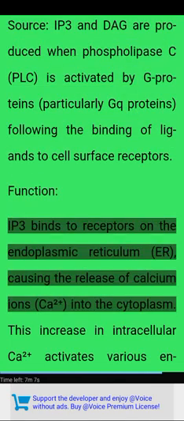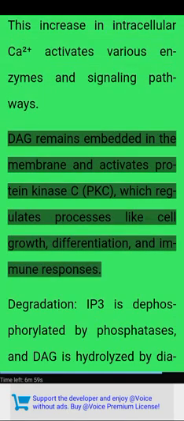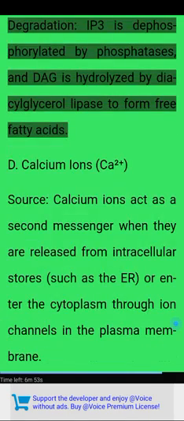Function. IP3 binds to receptors on the endoplasmic reticulum (ER), causing the release of calcium ions, Ca²⁺, into the cytoplasm. This increase in intracellular Ca²⁺ activates various enzymes and signaling pathways. DAG remains embedded in the membrane and activates protein kinase C (PKC), which regulates processes like cell growth, differentiation, and immune responses. Degradation. IP3 is dephosphorylated by phosphatases, and DAG is hydrolyzed by diacylglycerol lipase to form free fatty acids.